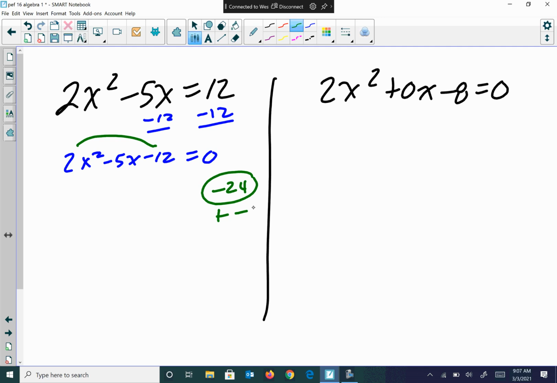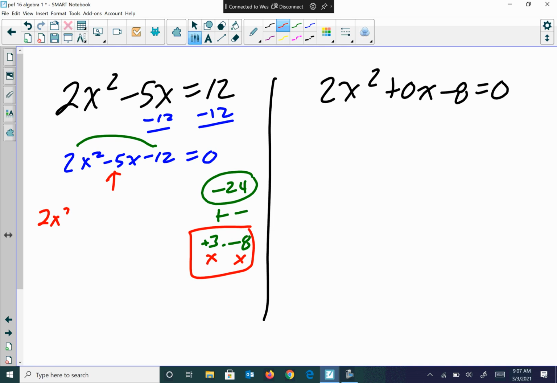So 1 and 24, no. 2 and 12, no. 3 and 8? 3 and 8, are they 5 apart from each other? Yes. So I have positive 3 and I have negative 8. Positive 3 times negative 8 is negative 24. If I add those together, I get that negative 5. Agree?